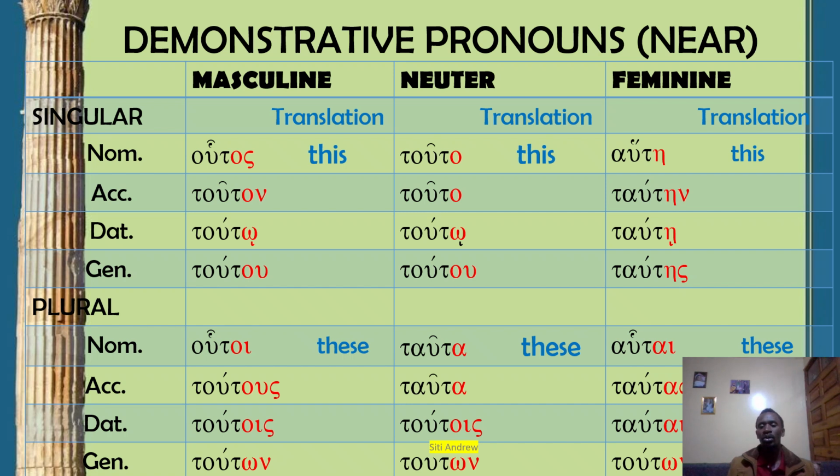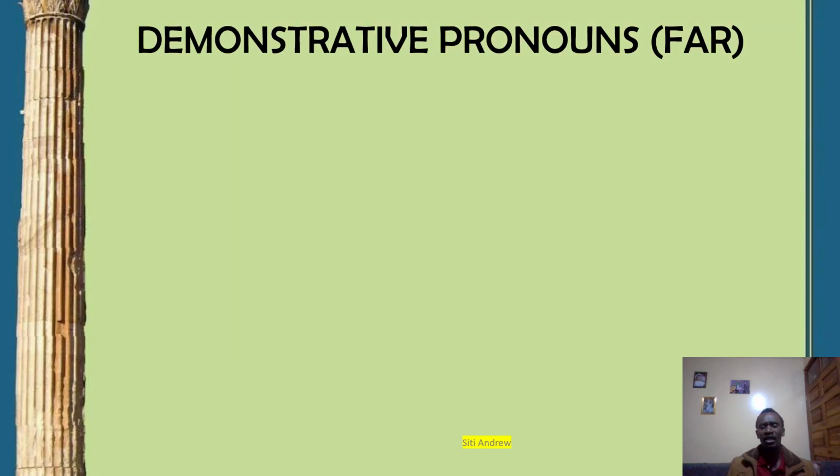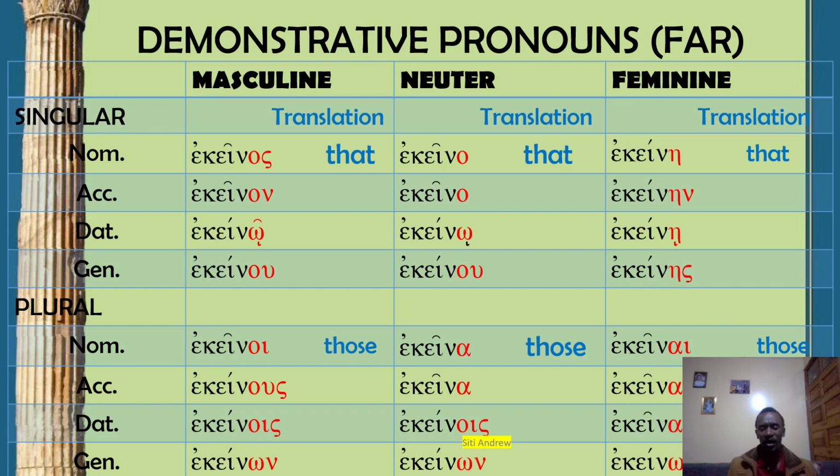So thank you so much for following. Now, let's look at the demonstrative pronoun far. So this one uses the vocabulary ekeinos, which means that, different from houtos, which means this. So it also follows the endings of first and second declension, as you can see, ekeinos, ekeinon, ekeino, ekeinou, ekeinoi, ekeinous, ekeinois, ekeinon. The same with neuter, ekeino, ekeina, ekeina.